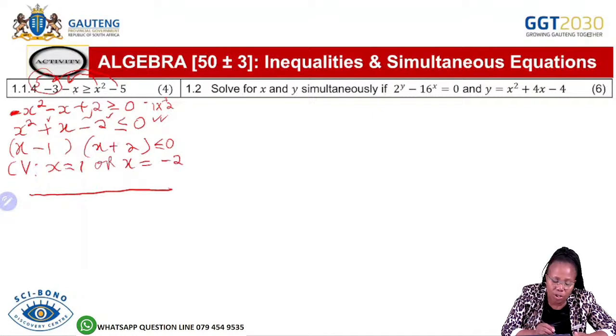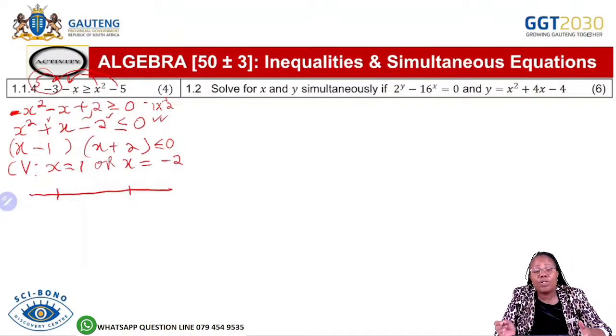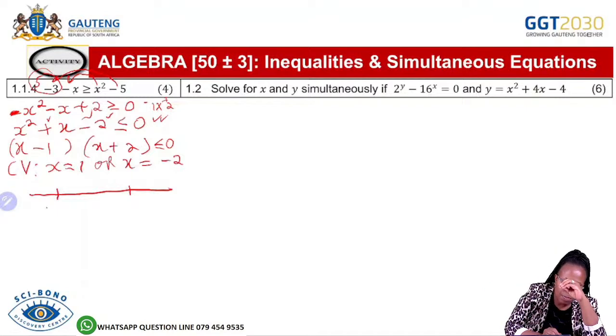Stick to what you know, grade 12, what you are more familiar with and comfortable with, the one that is giving you correct answers, all right? And now when you display your critical values, we always start with the smaller one. Remember, minus 2 is smaller than positive 1, so it will be minus 2 followed by 1.